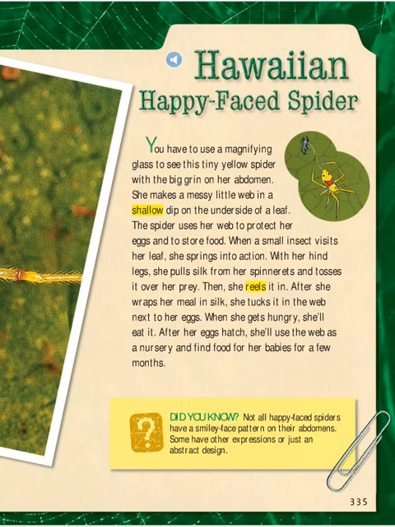With her hind legs, she pulls silk from her spinnerets and tosses it over her prey. Then she reels it in. After she wraps her meal in silk, she tucks it in the web next to her eggs. When she gets hungry, she'll eat it. After her eggs hatch, she'll use the web as a nursery to find food for her babies for a few months.